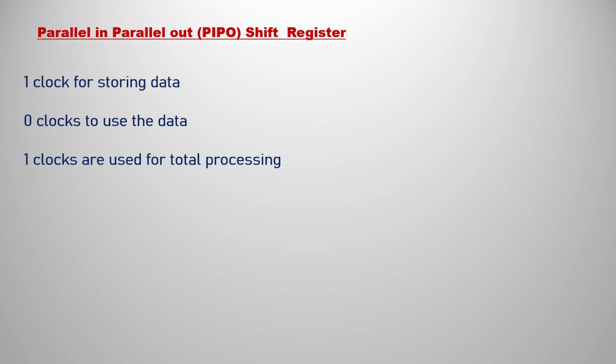If you want to talk about the clock signals in the PIPO shift register, only one clock is needed for storing data, zero clocks to use the data, and one clock is used for the total processing of the data.